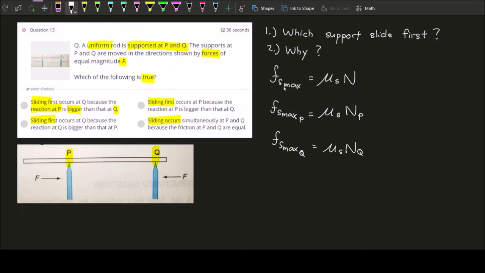What does that mean? If you have a higher Fs max, then it will be harder to slide. You need more force to cause it to slide. So if you know which normal force is larger, then you know whether Fs max is larger at P or at Q. The larger one will be harder to slide, the smaller one will slide first. So that's what we are going to determine: the normal force at P and the normal force at Q. So how do we do that?